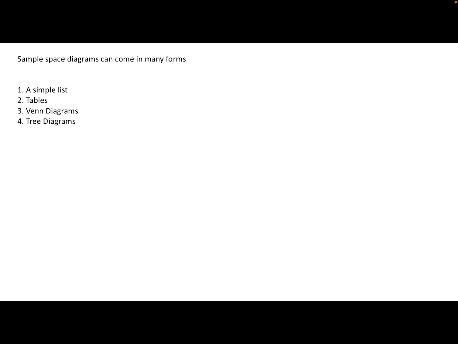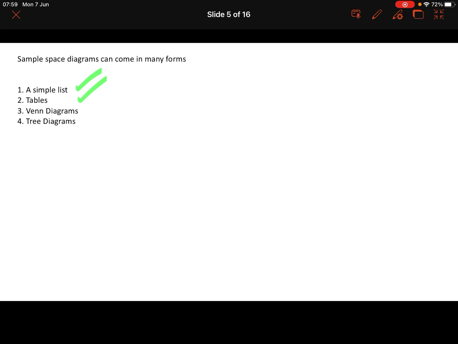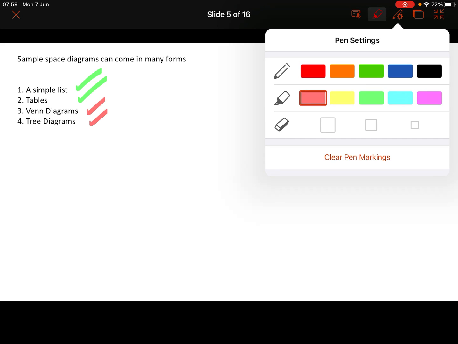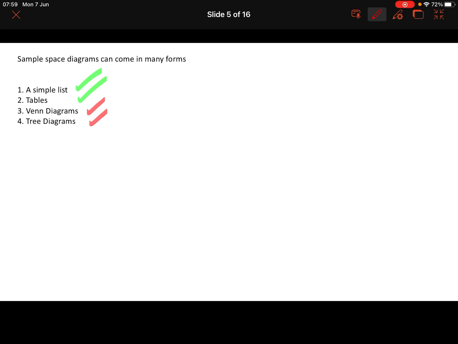So we'll get to that in a second. Sample space diagrams come in many forms. So we've talked about a simple list. We've talked about tables. Now, we've also got Venn diagrams and tree diagrams. Now, let's just talk about the difference between a Venn diagram and tree diagrams and simple lists and tables. What these are, these assume that each outcome is as equally likely as the others.